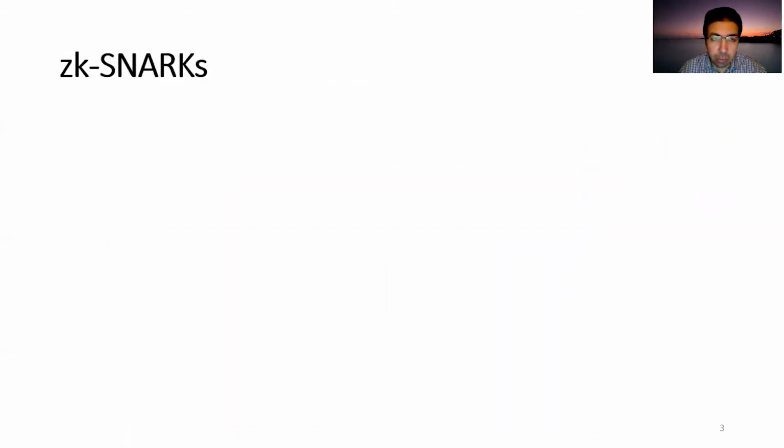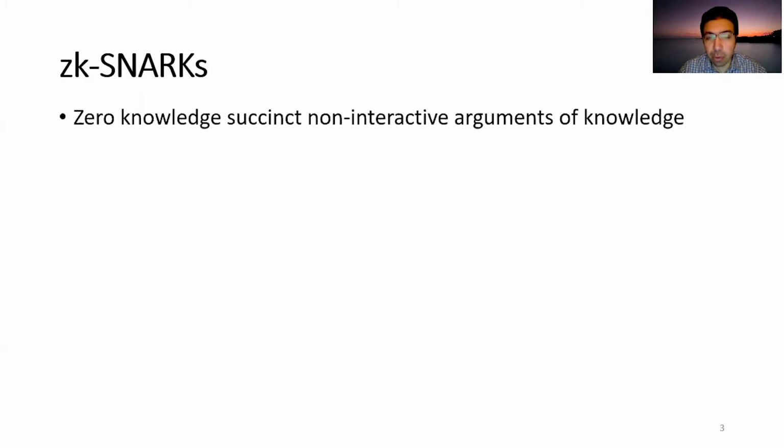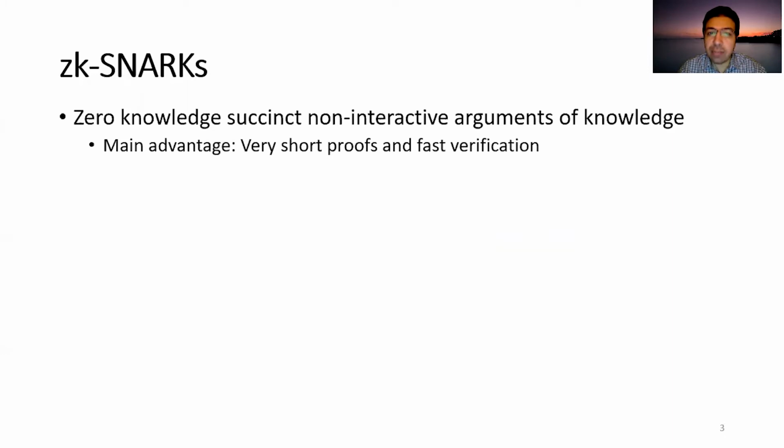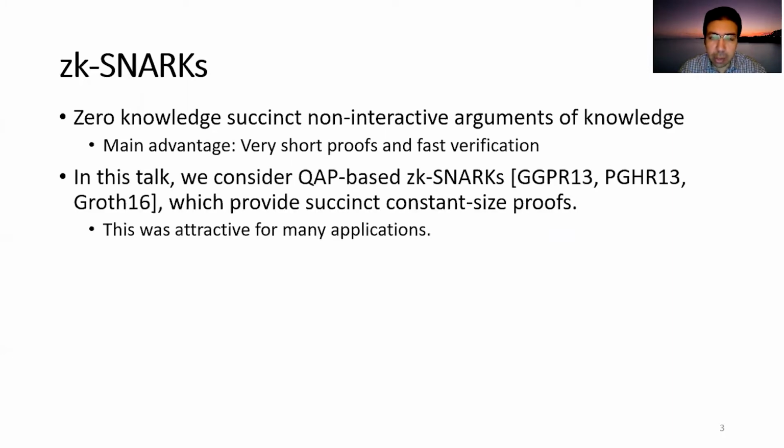Recently, there has been a lot of work on a primitive called zk-SNARKs, which stands for zero-knowledge succinct non-interactive arguments of knowledge, which provide very short proofs and fast verification. In this talk, we mainly consider the QAP-based zk-SNARKs, which were introduced in 2013 and later improved in 2016 in the generic group model, which provide constant size proofs as low as 128 bytes, and the verification is linear in the size of the statement.